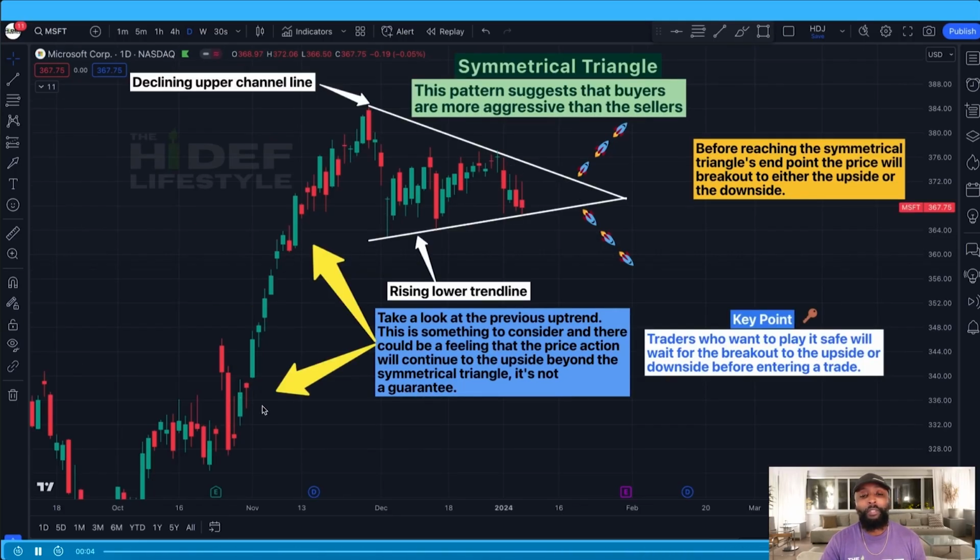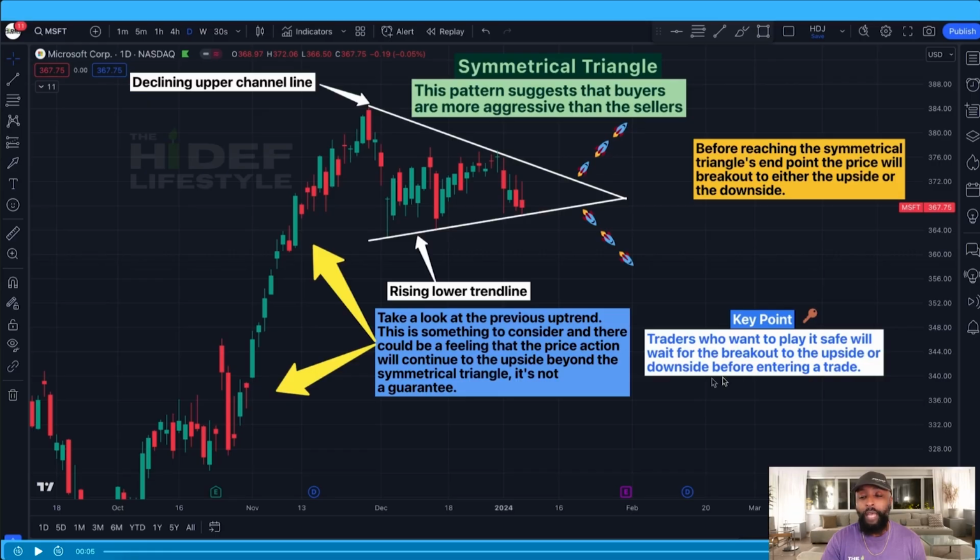Microsoft, look at this, a very strong uptrend, a very strong uptrend. All right, again, I'm looking to play calls because of the previous uptrend. So anytime the price action touches this bottom line right here, I'm going to look to get into call option contracts.